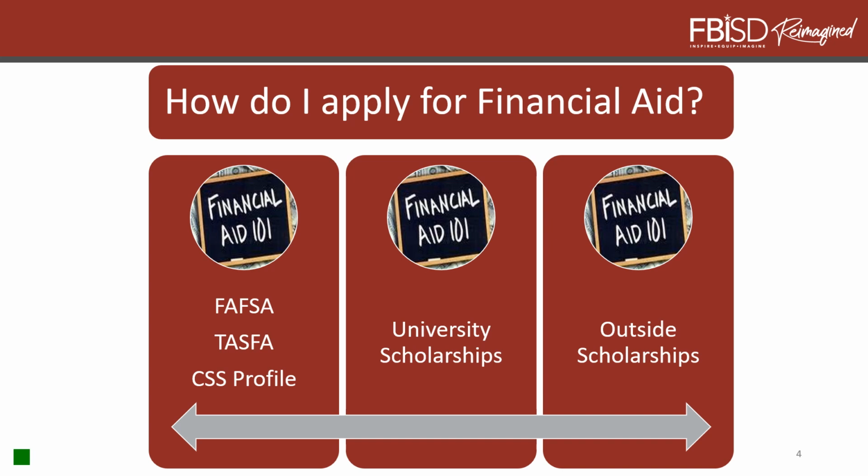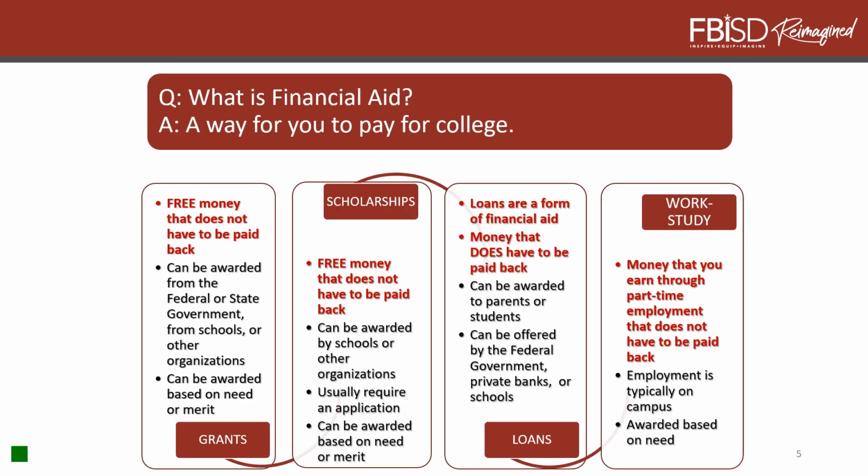How do you apply for financial aid? Well, there is the FAFSA, TASFA, CSS profile, university scholarships, and outside scholarships. What is financial aid? Financial aid is a way to pay for college.